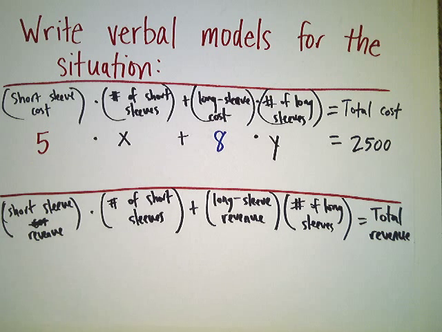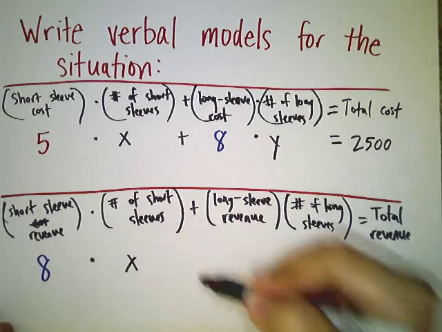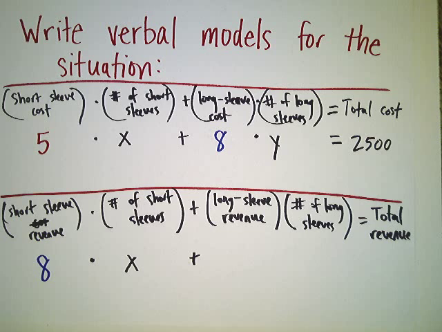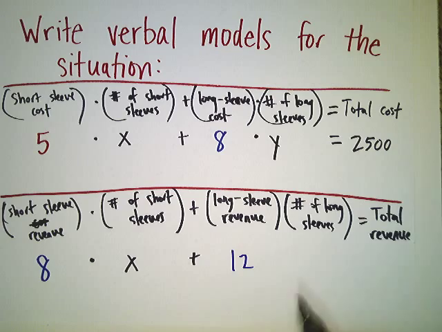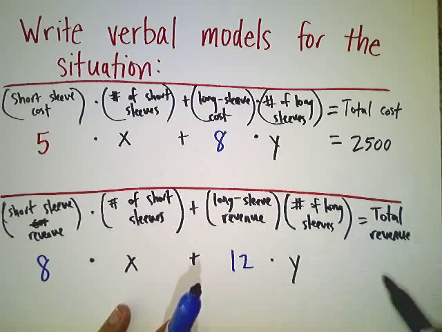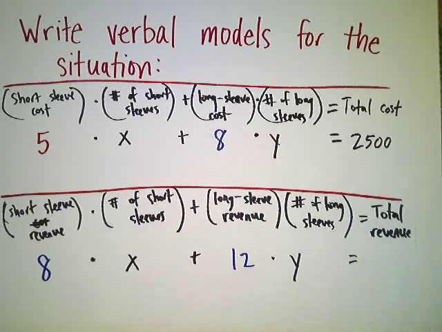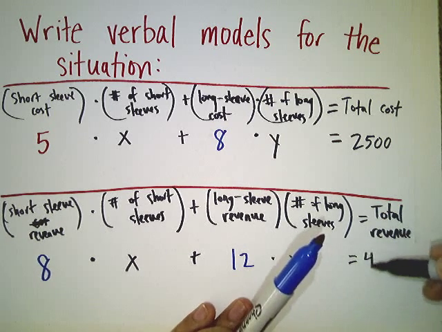Now, short sleeve revenue, the question is how much did we actually earn from selling each short sleeve shirt? That number was $8 for each short sleeve shirt. But we don't know how many short sleeves we sold, so that stays as X for right now, plus the long sleeve revenue, which was $12 per shirt, times the number of shirts we sold. And the total revenue from all these sales was $4,200.